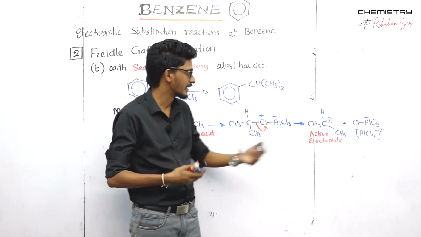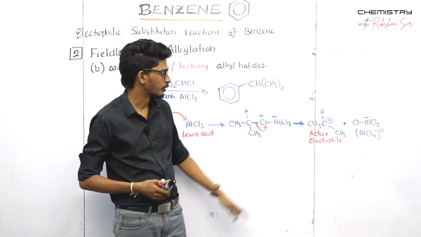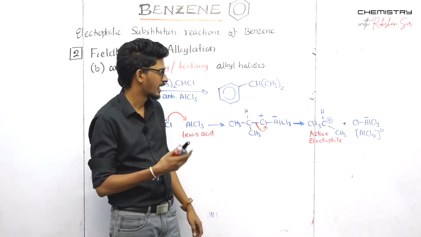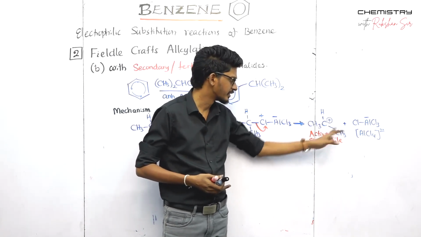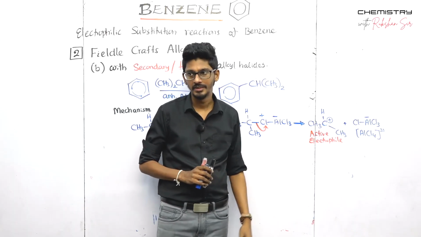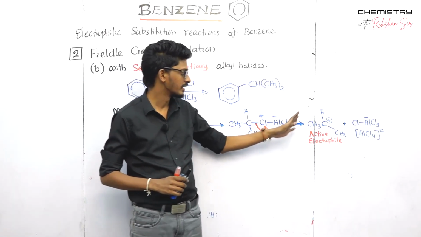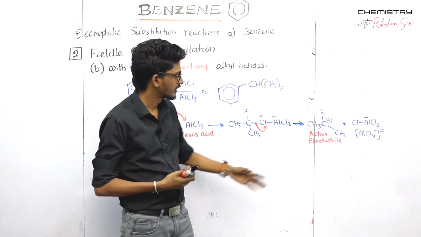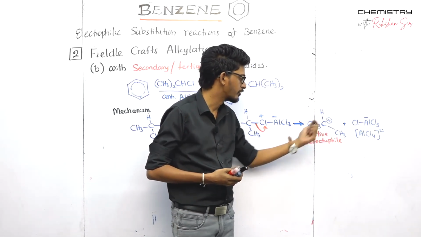So with the secondary and tertiary alkyl halides, that is possible as secondary and tertiary carbocations are more stable than the primary. So the primary can't exist for long. That is why the primary carbocation is not formed with the earlier mechanism, but the secondary and tertiary are able to stand for a few seconds, right? So those will be formed.